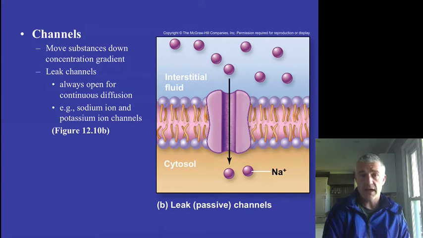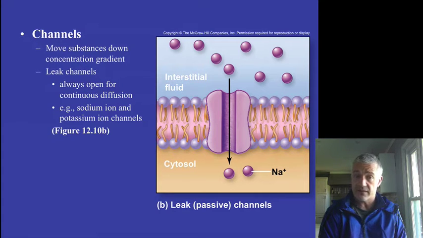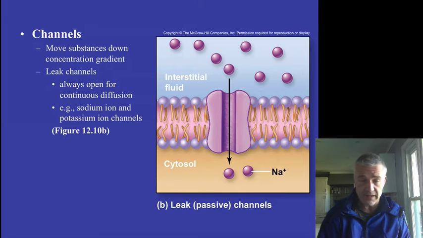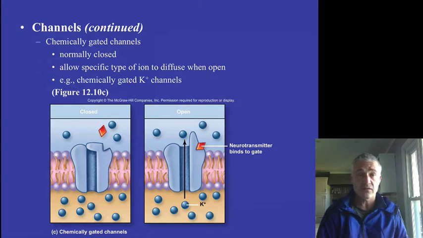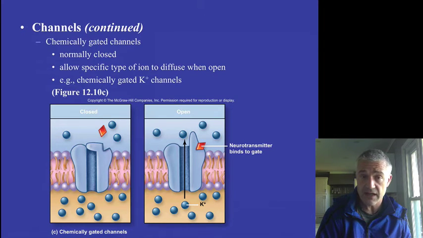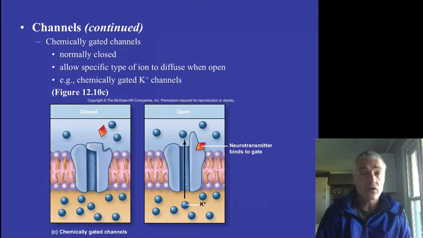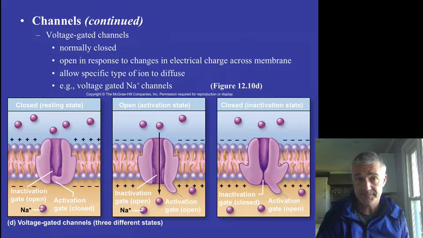We also know that we have leak channels that are going to let some stuff leak in, or gated channels. So we have some leak channels that let certain stuff move in or out, depending on which ion we're talking about. There are also these different gated channels. Chemically gated channels are ligand gated channels. These might be normally closed, and when a certain ion or neurotransmitter binds to them, they can open up. So there's the idea of those ligand gated sodium and potassium channels.